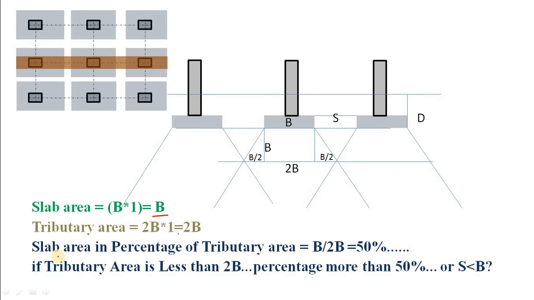Now the question is, if this is slab area B and tributary area 2B, our percentage of slab area is how much? Simply B by 2B, or 50%. Okay, up to 50% we can utilize our soil up to its 100% capacity, or our building will not sink, or our isolated footing will work. Now what will happen if this percentage is more than 50%, or the tributary area is less than 2B? If less than 2B, only in that case this percentage will be more than 50%. Or in other words, you can say that this spacing is less than B.